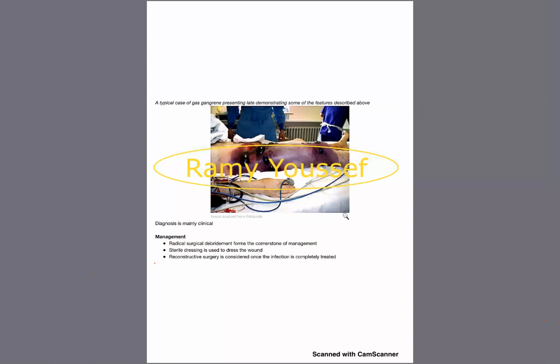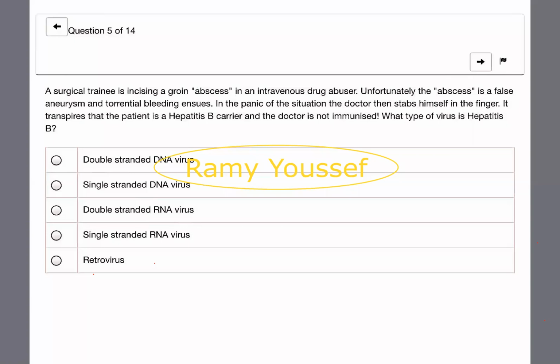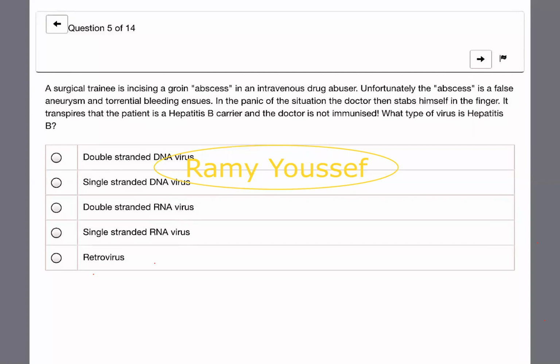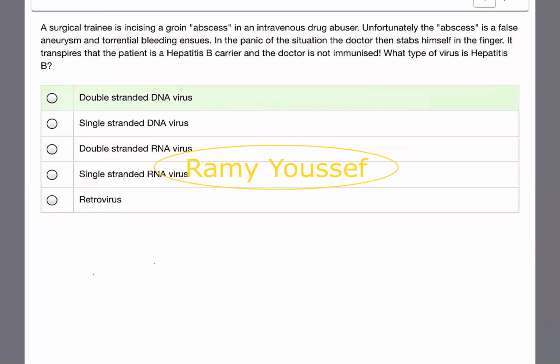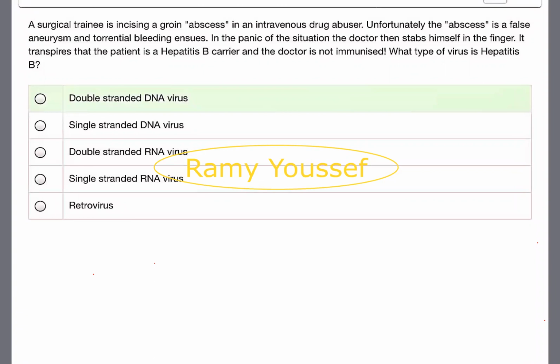Next question, Dr. Gada. A surgical trainee is incising a groin abscess in an intravenous drug abuser. Unfortunately, the abscess is a false aneurysm and torrential bleeding ensues. In the panic of the situation, the doctor stabs himself in the finger. It transpires that the patient is a hepatitis B carrier and the doctor is not immunized. What type of virus is hepatitis B? Double-stranded DNA virus. Yes, perfect. Hepatitis B virus is a double-stranded DNA virus.